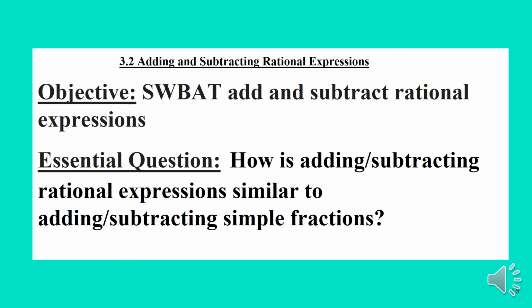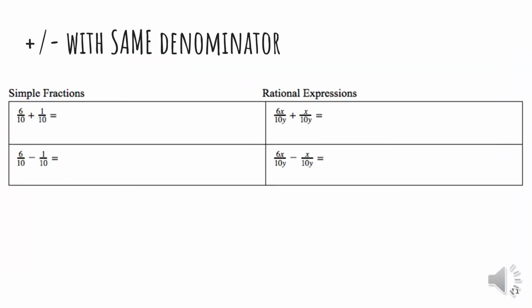In 3.2, students will be able to add and subtract rational expressions, and our question is how are adding and subtracting similar to adding and subtracting simple fractions? If our denominators are the same, then adding and subtracting is probably the most simple thing that you'll see in this unit. Similar to 6/10 plus 1/10, which is 7/10, 6x plus x over 10y is going to be 7x over 10y. With subtraction, 6/10 minus 1/10 is 5/10, leaving us with 1/2.